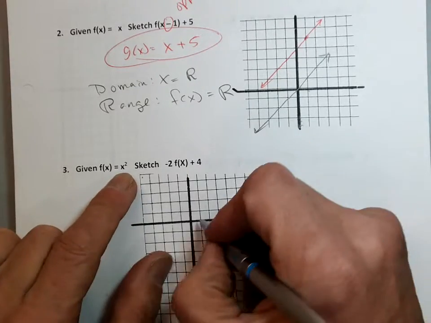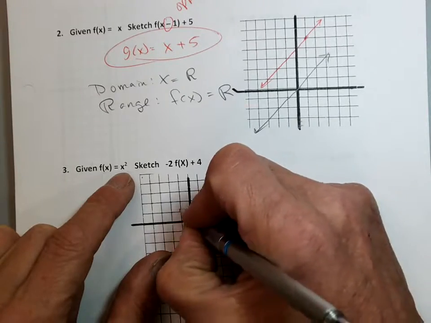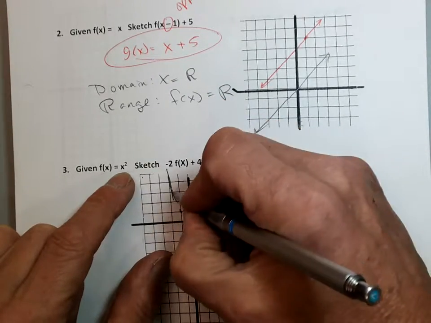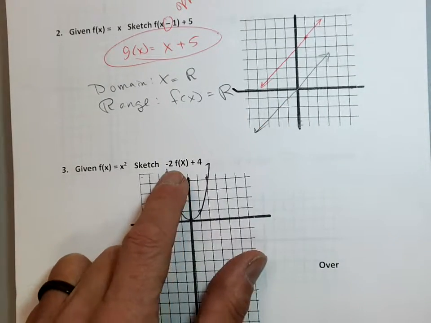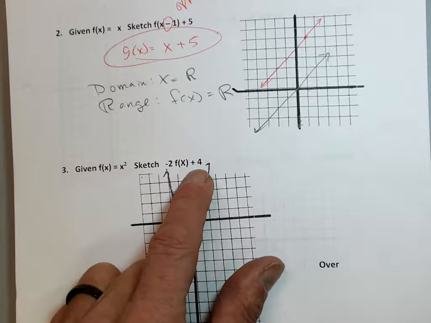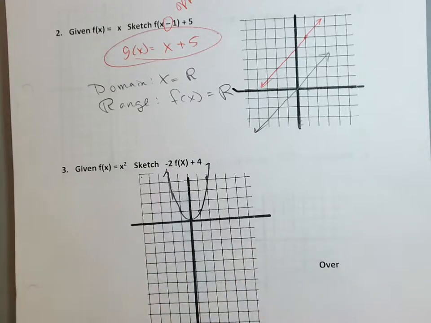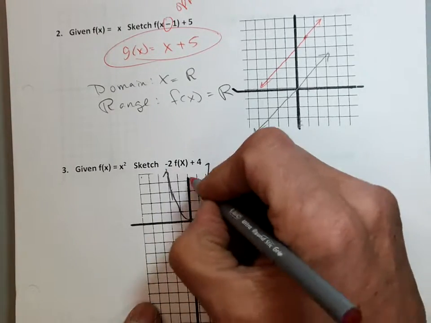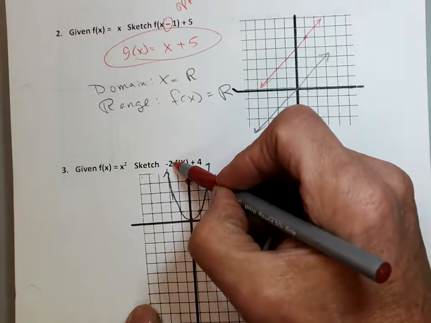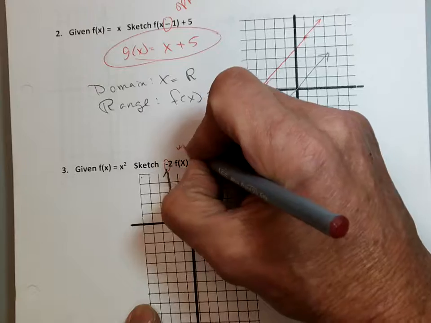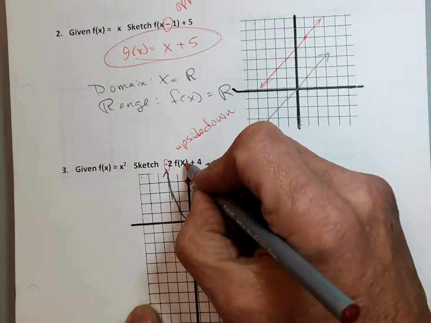So the parent function looks like this. 1, 1, 2, 1, 2, 3, 4. All right. So here's my parent function. And we're going to take this particular function up 4. And then we're going to make it negative 2 times as tall. How's that work? Well, let's take it up 4. 1, 2, 3, 4. Okay, so bring it to 4. And then we're going to make it upside down, right? And then we're going to make it twice as tall.